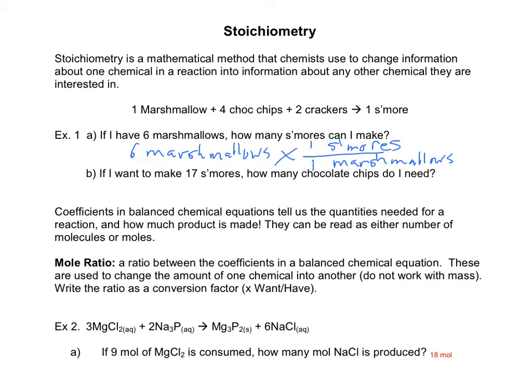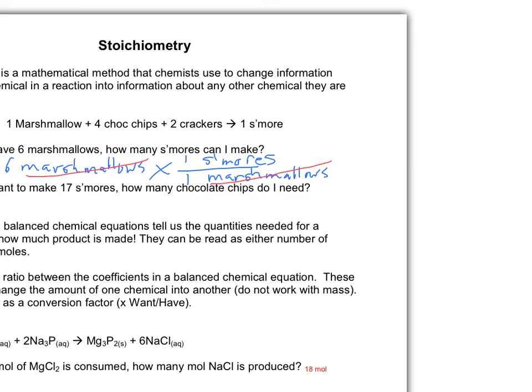Remember, conversion factors are set up so that the units cancel out and you're left with what the question is asking for. So my answer is going to be in s'mores. Then I do the math. 6 times 1 divided by 1 gives me 6 s'mores. Try out example B and see how you do.